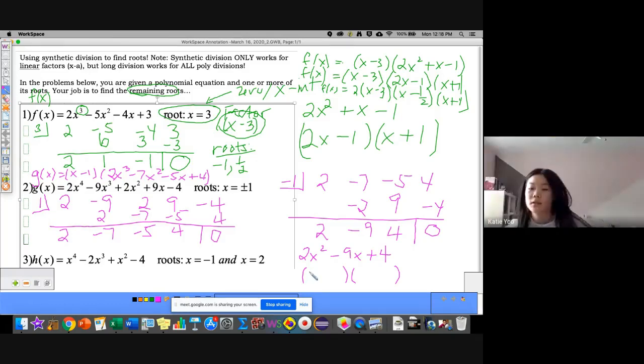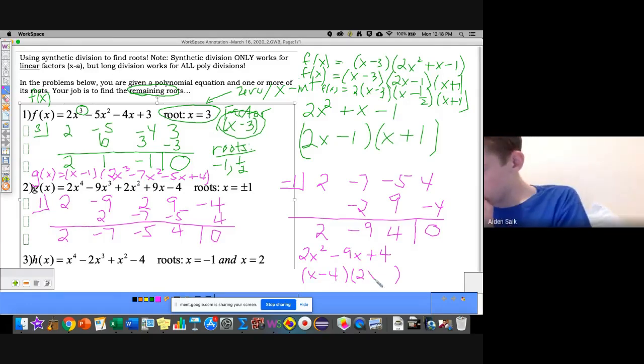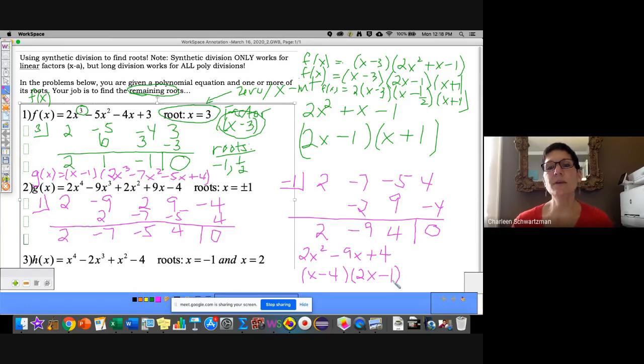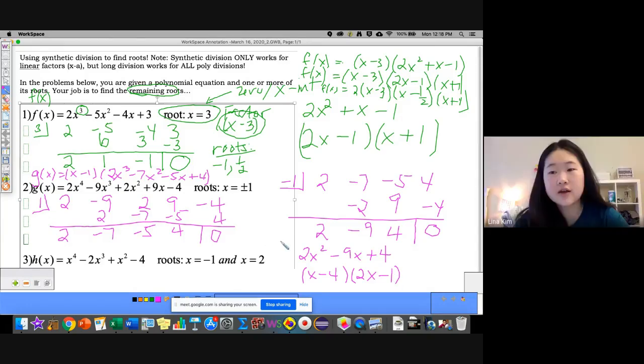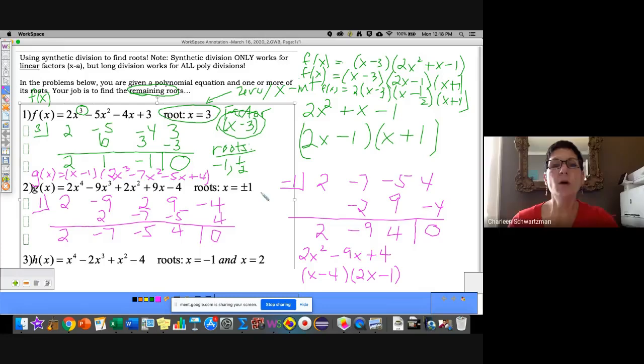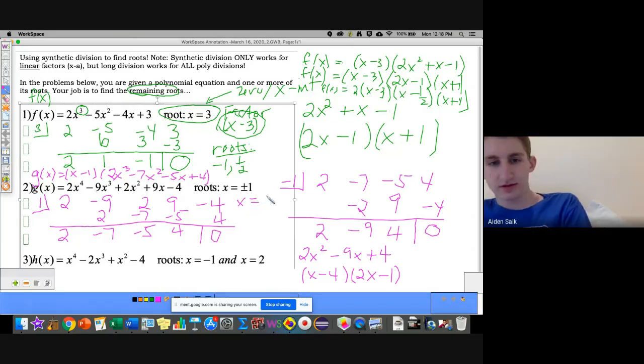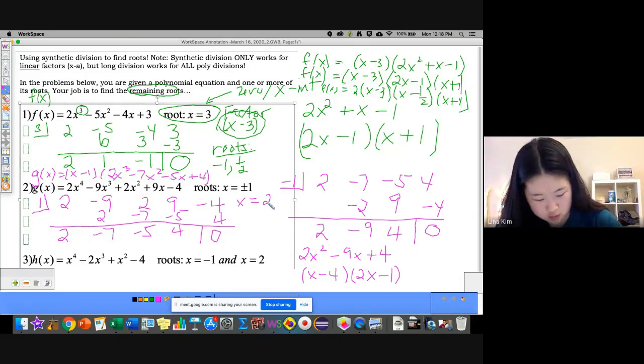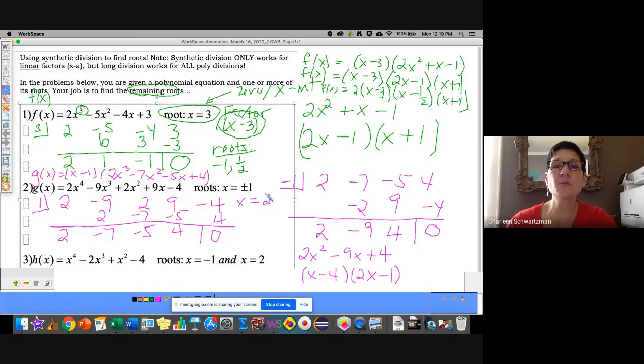x minus 4 times 2x minus 1. Do we agree with that factoring? Yes. Okay, so what are the other roots to this original function? So we have 1, -1, and then we have x equals? 2x minus 1. Well, what's the root? I'm asking for the root.